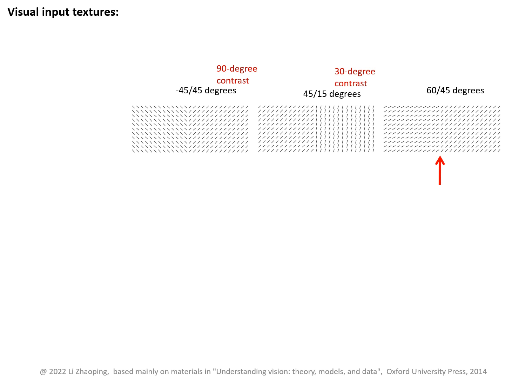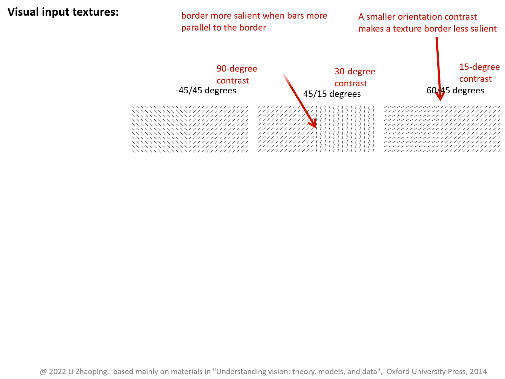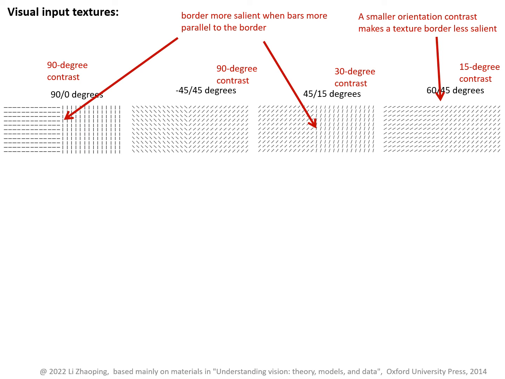This texture border is not conspicuous. The bars are 60 and 45 degrees relative to the border, with a 15-degree orientation contrast. Such a small orientation contrast makes the border not salient. Spatial configurations also matter. This border is more salient because some bars are more parallel to the border. Similarly, this border is more salient than the example to its right because some texture bars are parallel to the border.